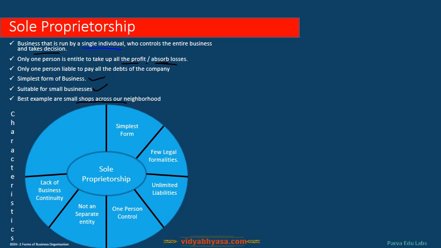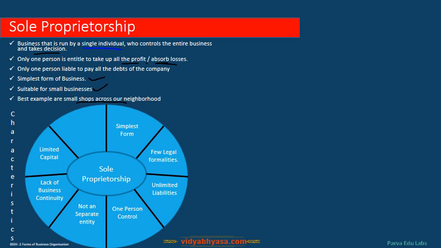Lack of business continuity. It means if anything happens to the sole proprietor, the business will get closed. There will not be any continuity of business. In the case of joint stock companies, if the promoter dies, the other persons will take it forward because shareholders run the business there. So a lack of business continuity is one of the deficiencies in the sole proprietorship form of business organization. Limited capital.